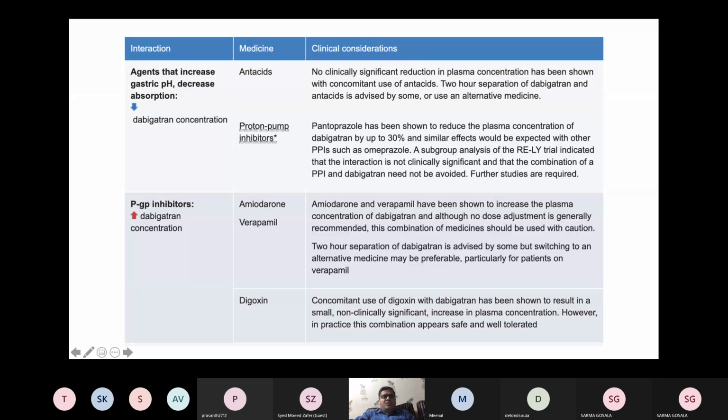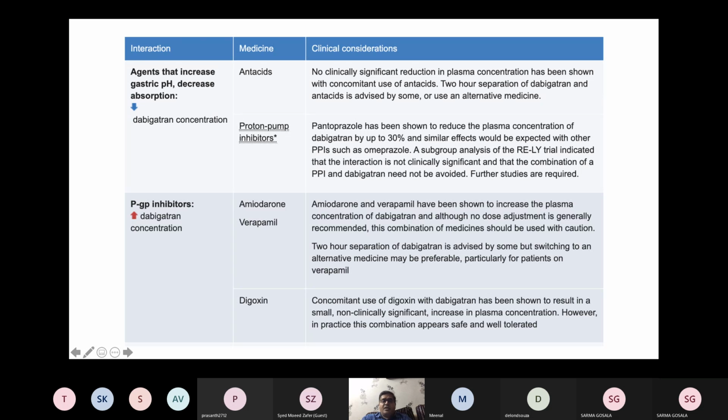The antacids like proton pump inhibitors decrease the dabigatran concentration. So we need to be careful when we co-use either pantoprazole or omeprazole with dabigatran. Similarly, PGP inhibitors like amiodarone, verapamil, and digoxin will increase the dabigatran concentration.